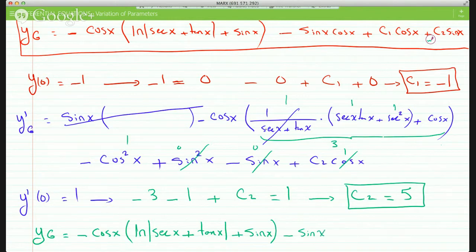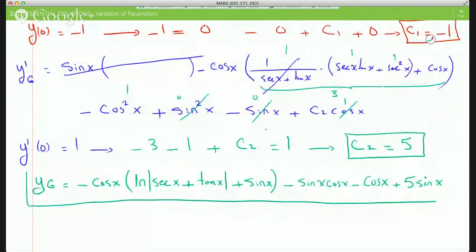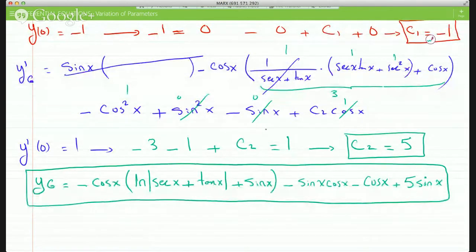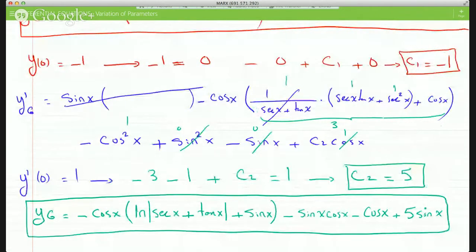So minus sine x cosine x. C1 is minus cosine x. And C2 is 5 sine x. Okay, this was a long problem, but finally we got it solved. This is the general solution of the non-homogeneous second-order linear ordinary differential equation using variation of parameters.